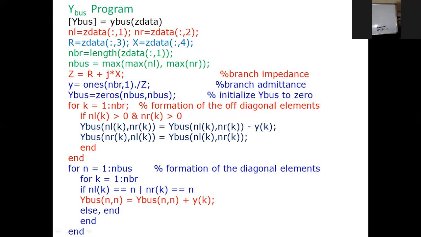This is the statement which I am using here. Reciprocal of ones means that for the entire matrix, all the number of elements are considered in NBR. If it has 8, then 1, 1, 2, 1, 3, 1, up to 8, 1. The entire Z impedances are taken together and assigned to the admittance.